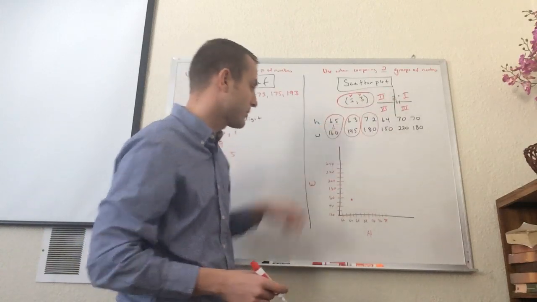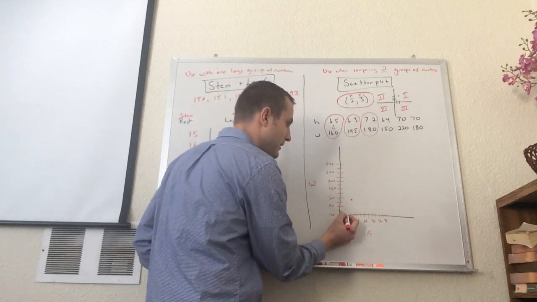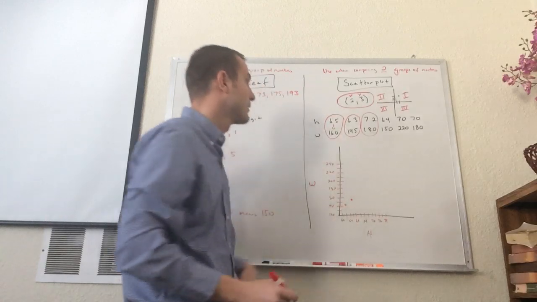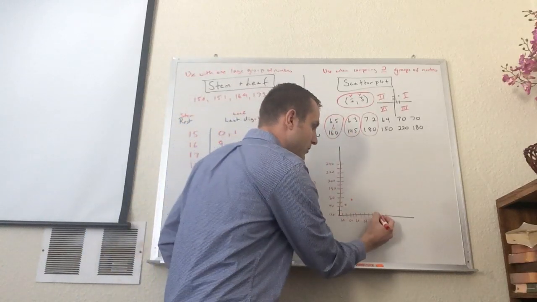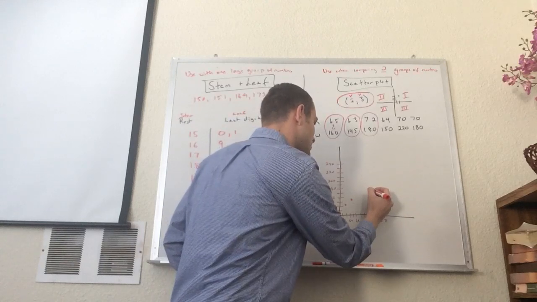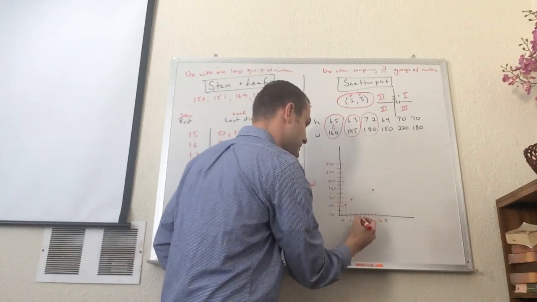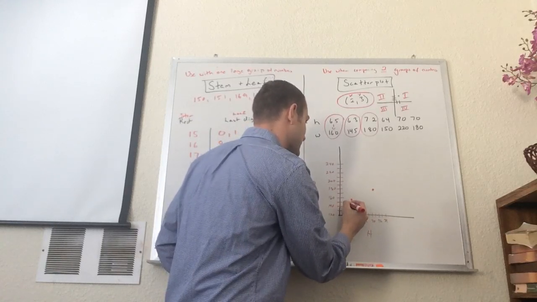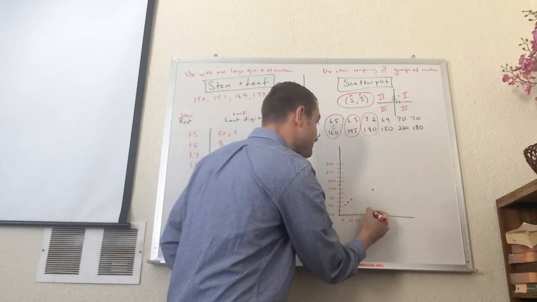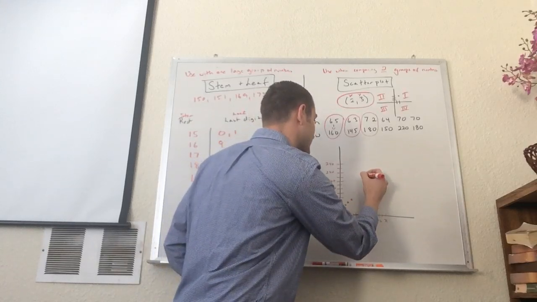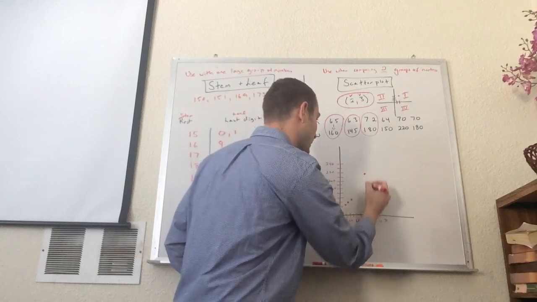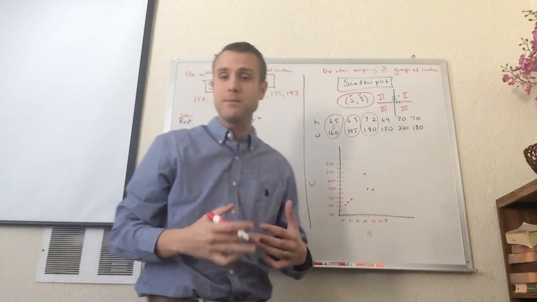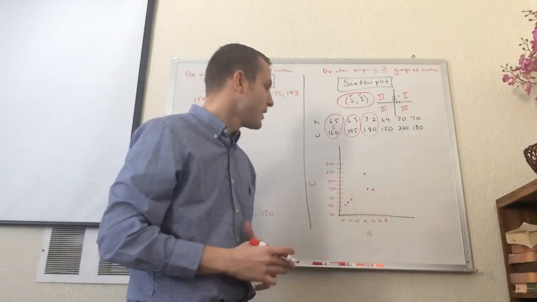My second pair is 63 and 145, so I'm going to go here to 63, and then up to 145, which is right here, and I'm going to put a big dot right there. Then I have 72 and 180, so I'm going to go over here to 72, up here to 180. Then I have 64 and 150, which is right here. Then I have 70 and 220, which is right here. Then I have 70 and 180, which is right here.